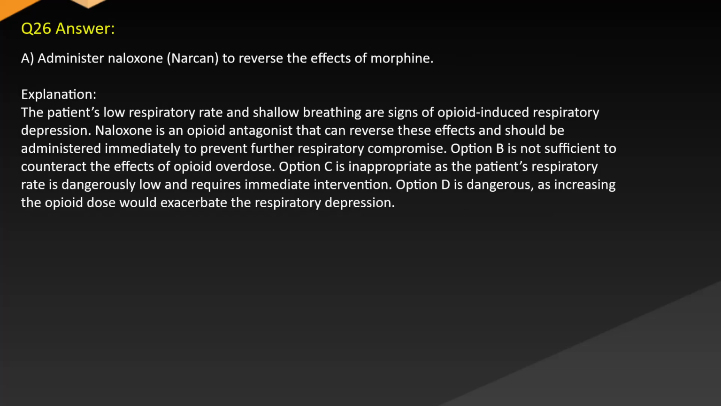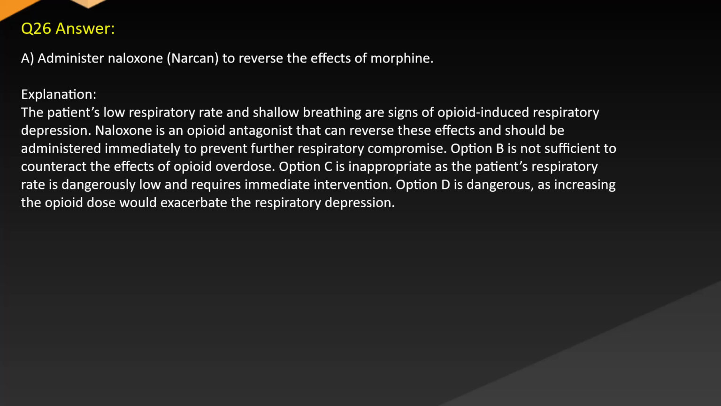Answer A. Administer naloxone, Narcan, to reverse the effects of morphine. Explanation. The patient's low respiratory rate and shallow breathing are signs of opioid-induced respiratory depression. Naloxone is an opioid antagonist that can reverse these effects and should be administered immediately to prevent further respiratory compromise.